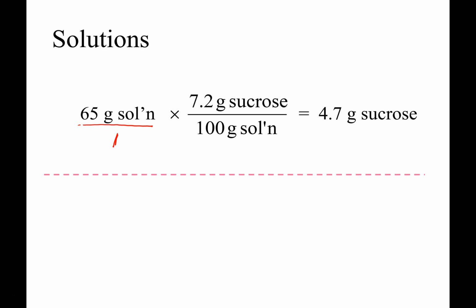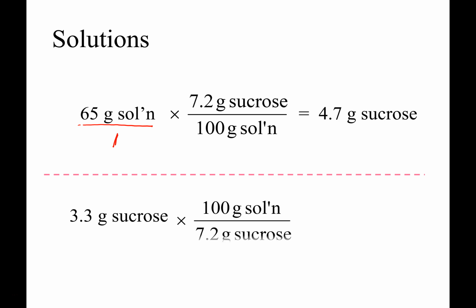So for the next one, our first term is going to be the mass of sucrose, 3.3 grams of sucrose. If we want grams of sucrose to cancel, what units need to go in the denominator of the next term? Grams of sucrose. So you see, I call it the flipped version of the weight percent. In this case we put 100 grams of solution over 7.2 grams of sucrose. It's all about the units, baby.